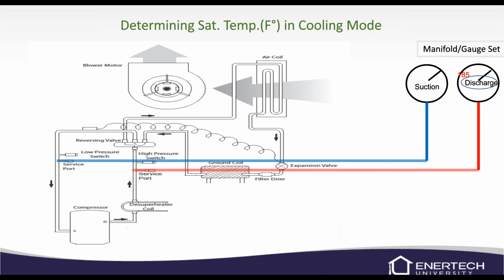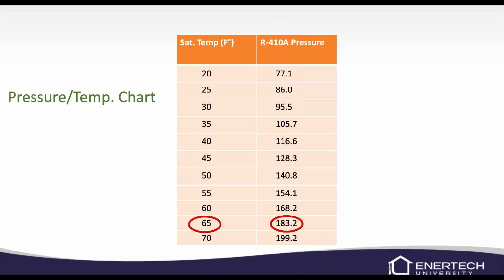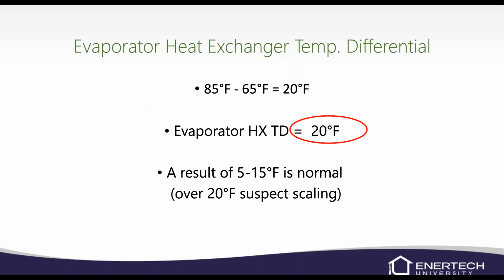Then we're in cooling mode. So now we're going to take our discharge pressure, and normally you wouldn't see 185, but for this calculation, that's just what we're going to use. So we'll take our 185 and look at what that converts to in temperature, and that tells us it's 65 degrees. So now we can take the 85 minus the 65, and that gives us 20 degrees. So again, normal is 5 to 15. Over 20 is suspect of scaling. So here, we would know that it's scaled up and it needs to be cleaned. I may want to ask, what do I clean it with?